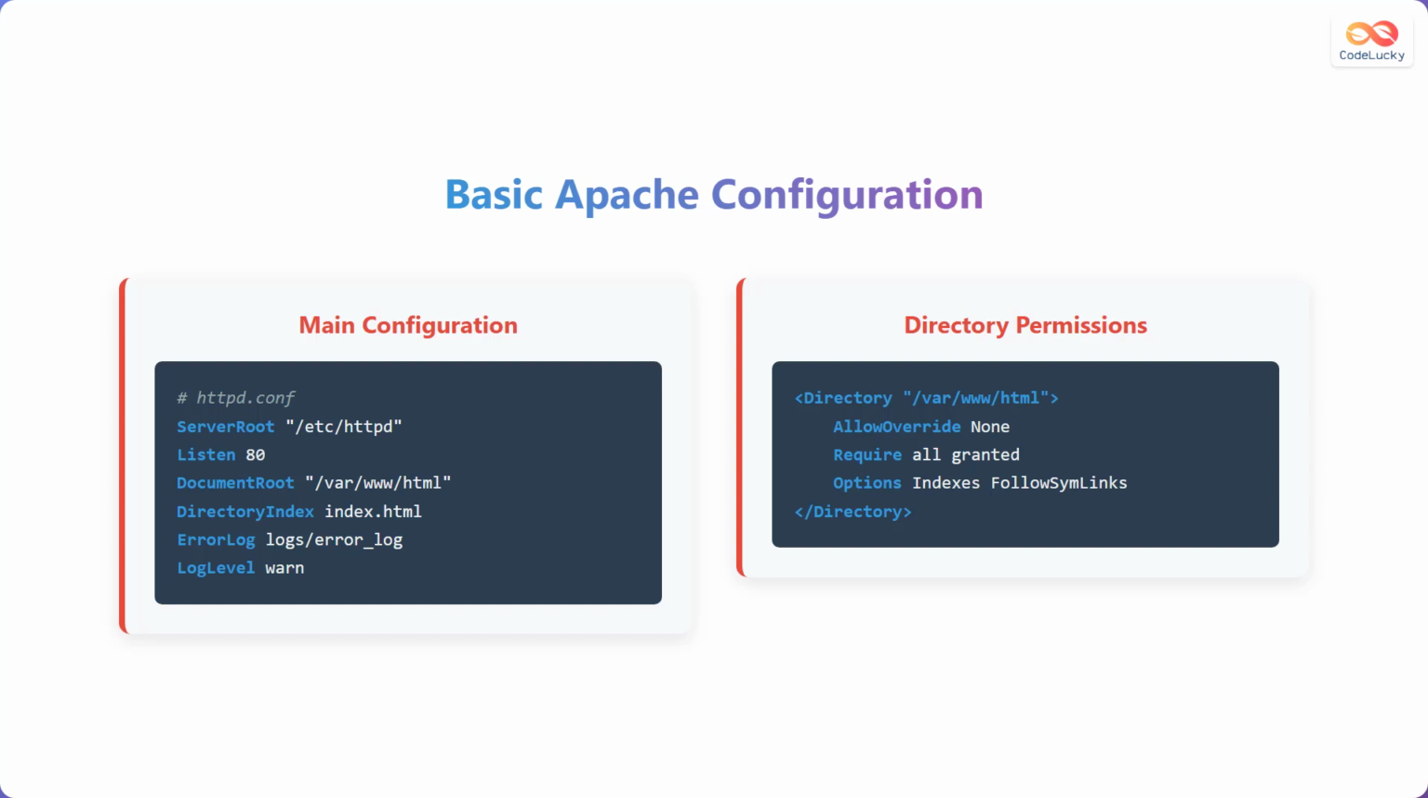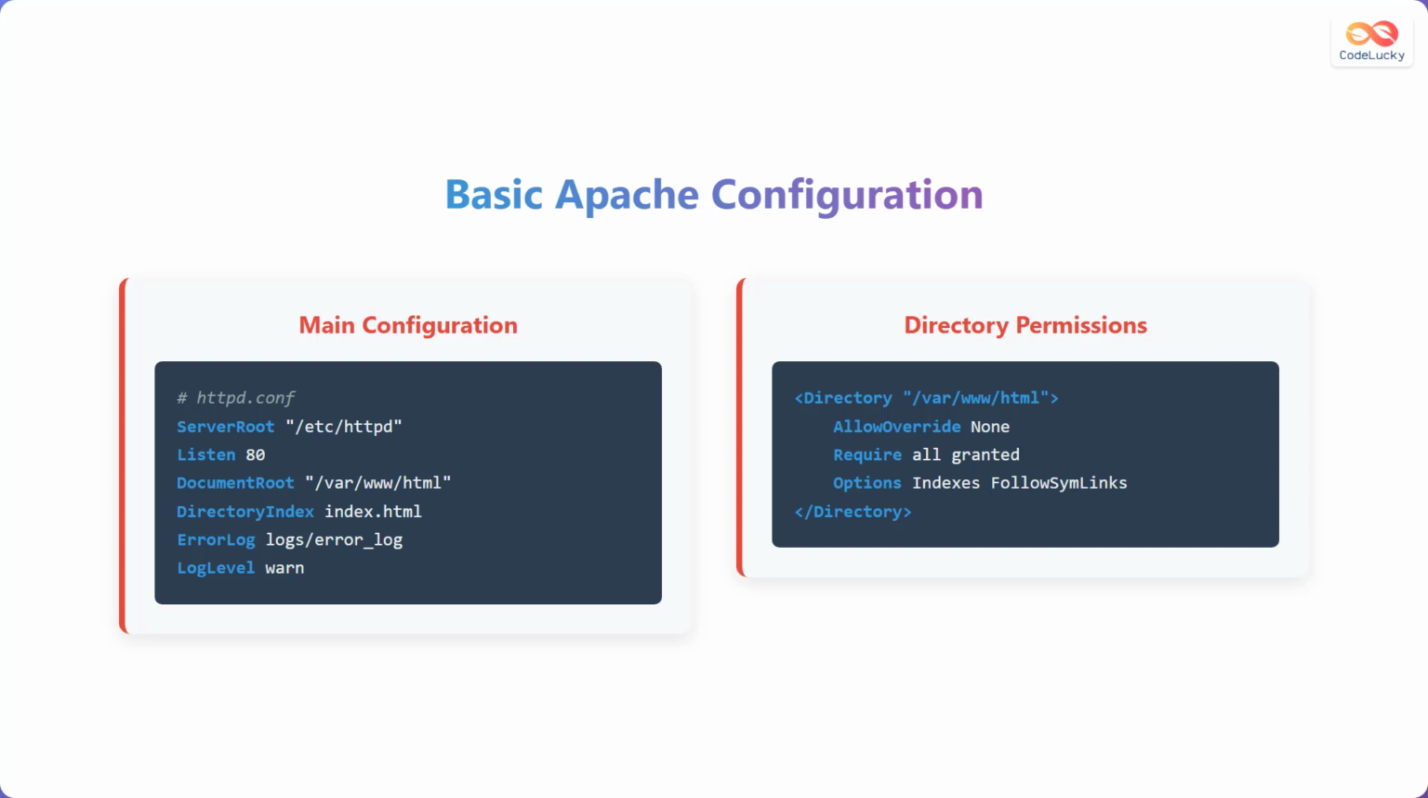Apache configuration starts with the main httpd.conf file. The ServerRoot directive defines the top-level directory where Apache server files are stored, typically /etc/httpd. The Listen directive specifies which port Apache should listen on, commonly port 80 for HTTP traffic. DocumentRoot sets the directory from which Apache serves files, usually /var/www/html. DirectoryIndex determines the default file to serve when a directory is accessed, typically index.html.